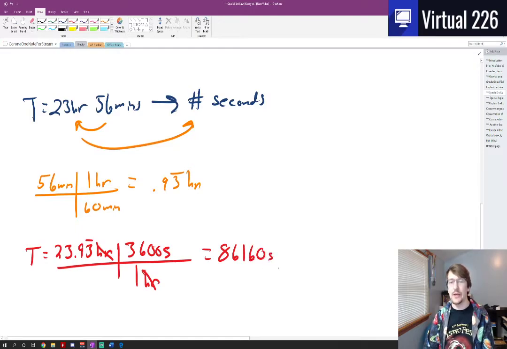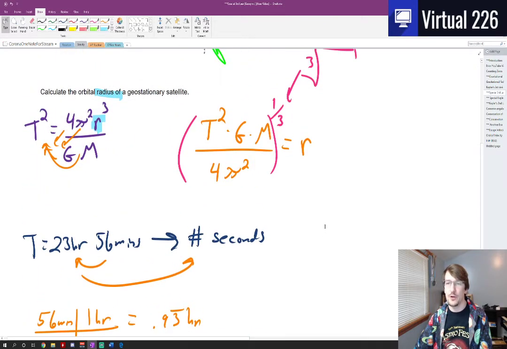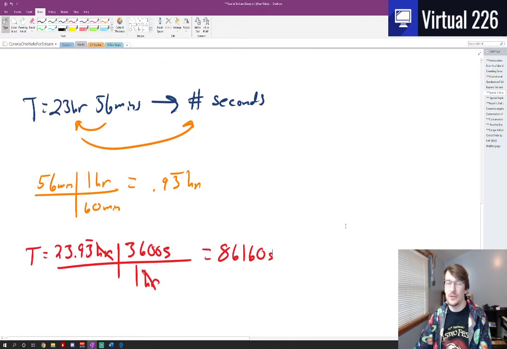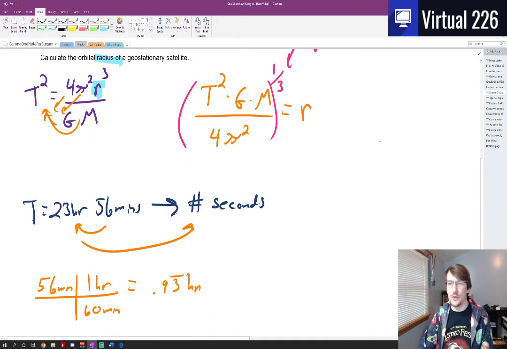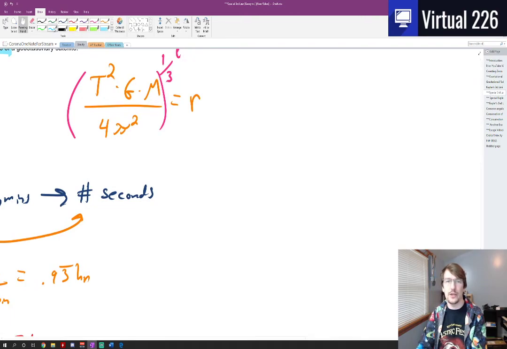86,160 seconds. Okay? That is the period of our satellite. So if we use 86,160 for our period and then plug in everything else, let's see what we get. At this point, we already have what our solution wants to be up here. It's just a matter of throwing in numbers, which is arguably the hardest thing to do in this unit.